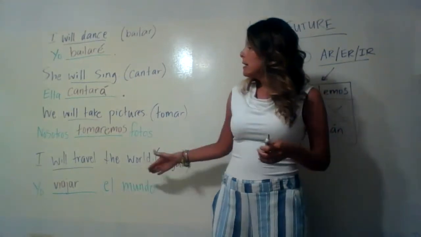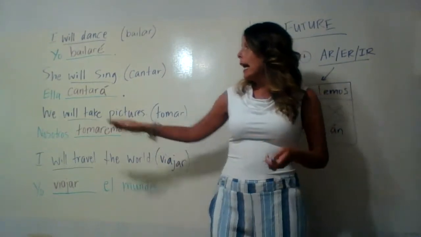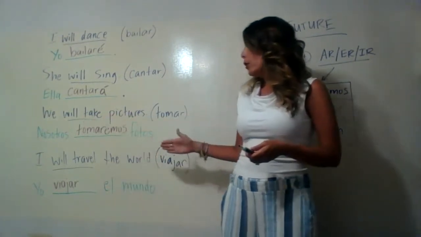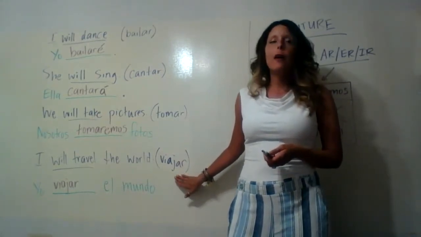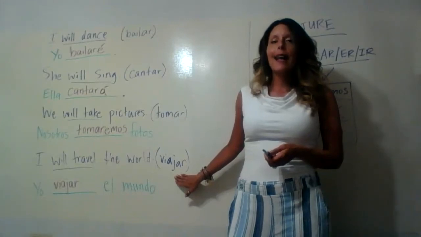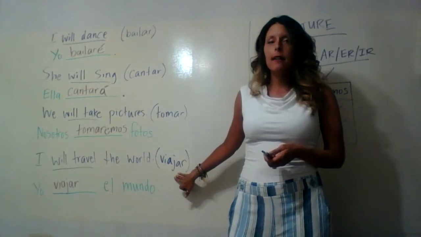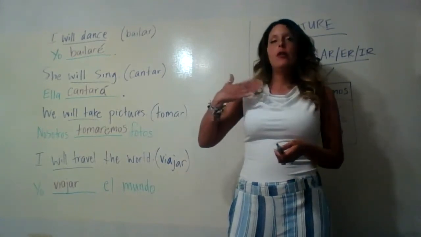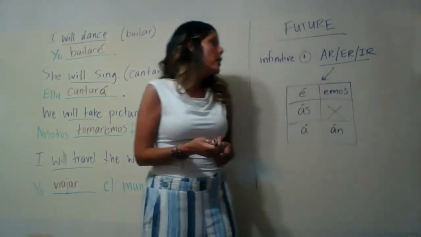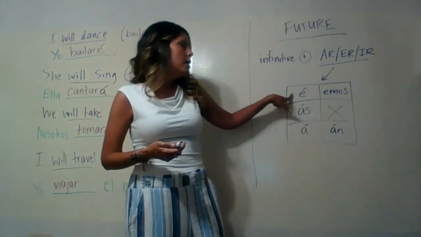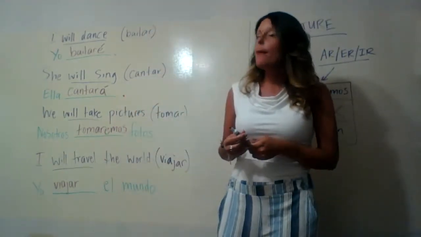And then this last example in this set that I'm going to give you is I will travel the world. The verb to travel is viajar. It's spelled V-I-A-J-A-R, viajar. And I am the person who's saying I will travel the world. So we're going back over here to this conjugation. That's the E with the accent on it.